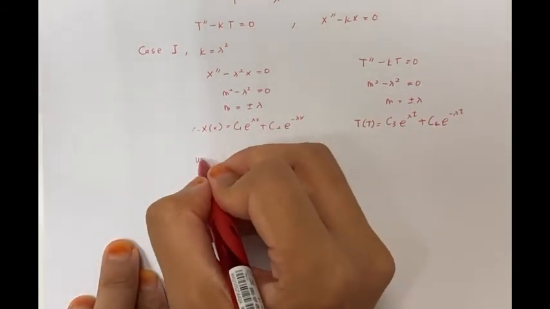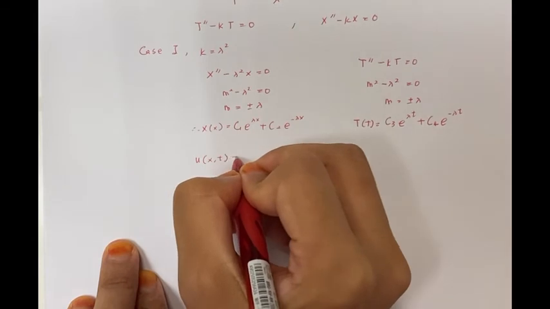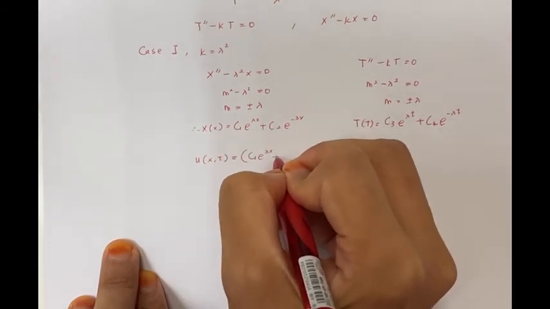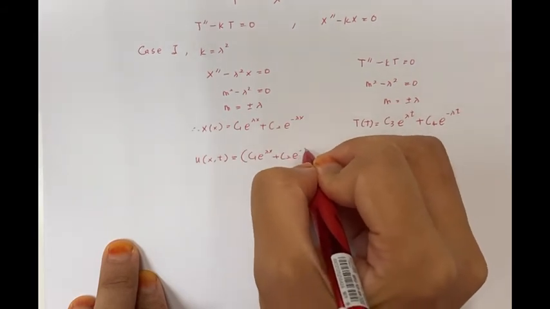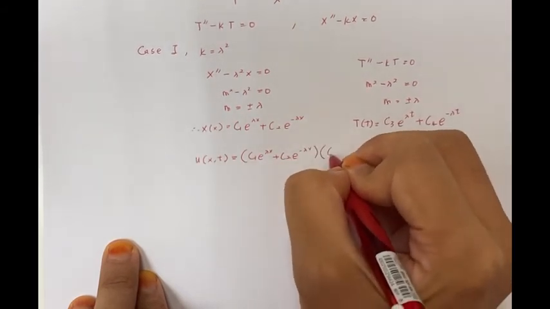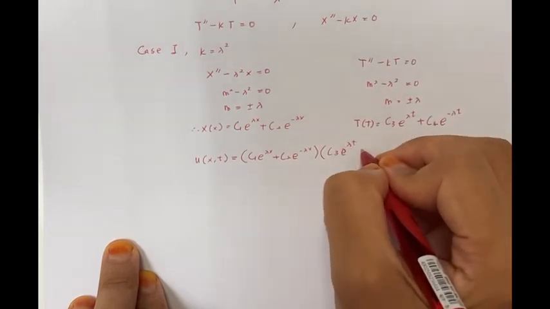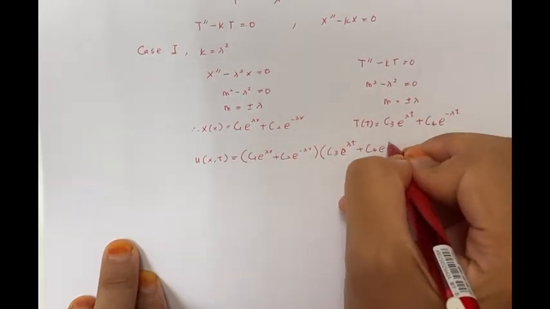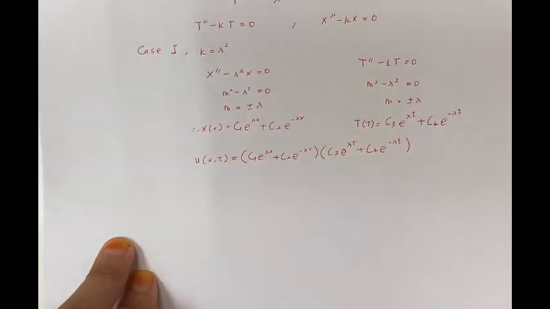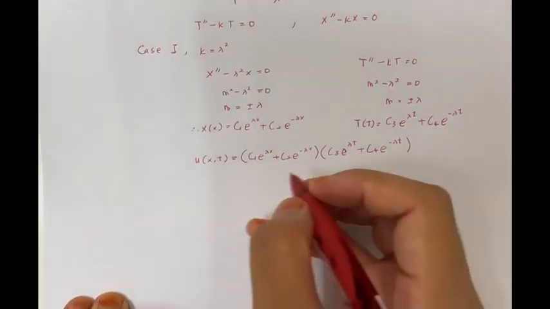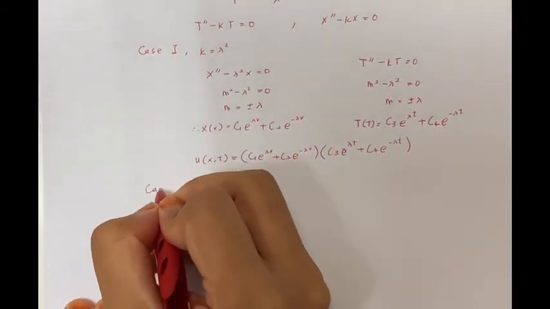So u(x,t) for the first case is equal to C1 exponent lambda x plus C2 exponent negative lambda x multiplied by C3 exponent lambda t plus C4 exponent negative lambda t. Do not expand this, okay? Because if you expand this, you may have 4 terms. Just proceed with the second case.